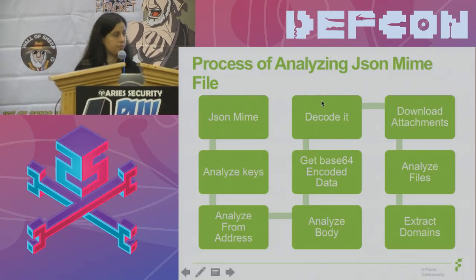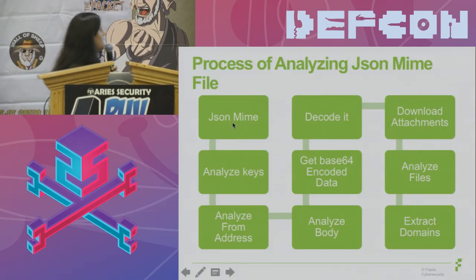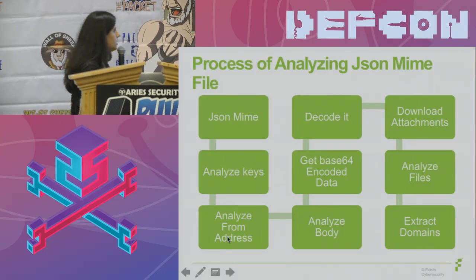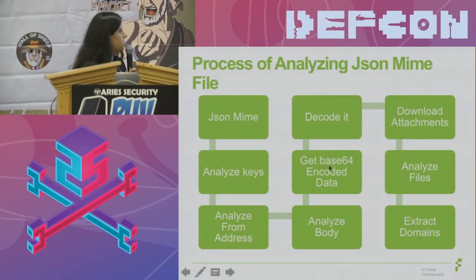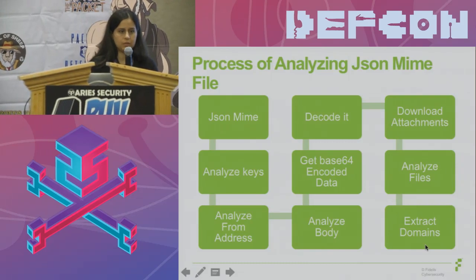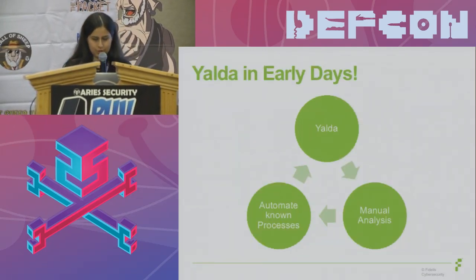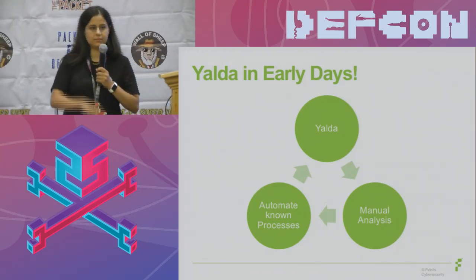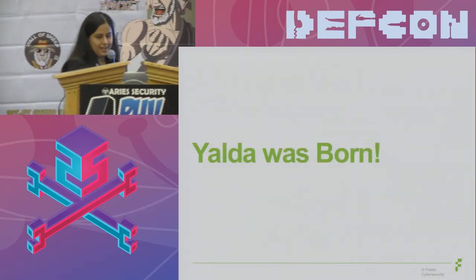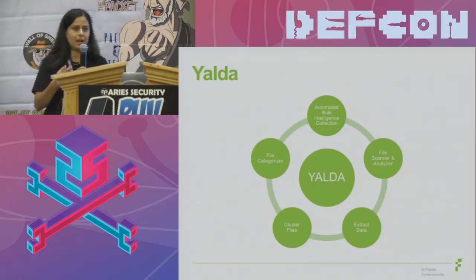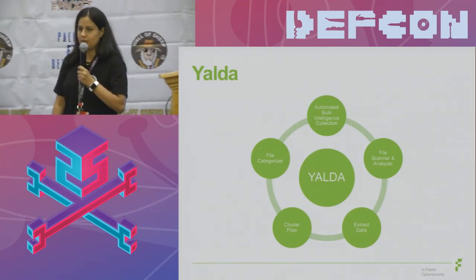It works, at least. So I was getting the JSON MIME, analyzing keys, analyzing the from address, analyzing the body, getting base64 encoded data, decoding it, downloading attachments, analyzing files, and extracting domains. So that's how Yalda started working. So: manual analysis, known process for automation, automating it, Yalda, and then adding more and more to it. Yalda was born.